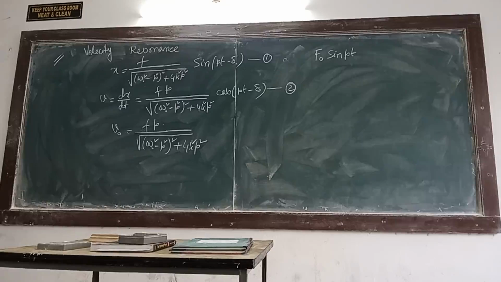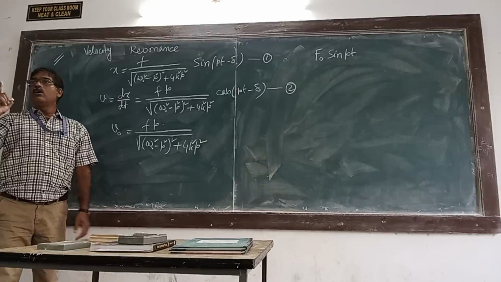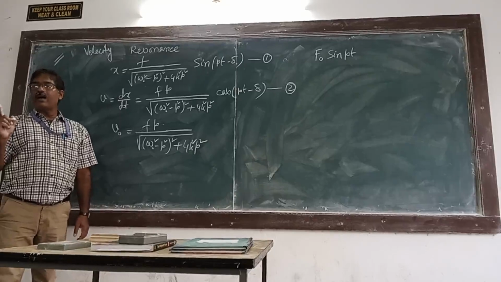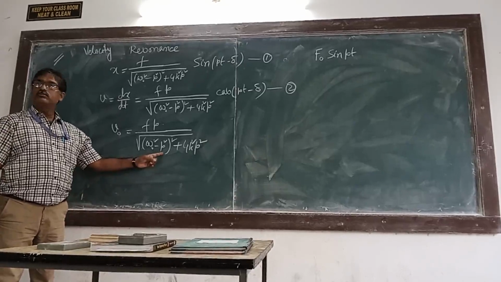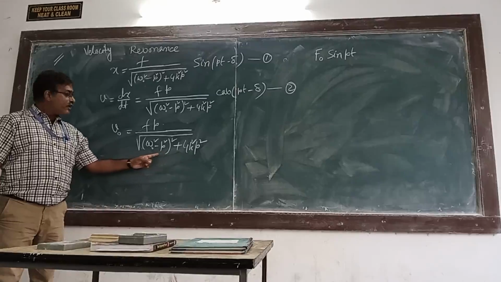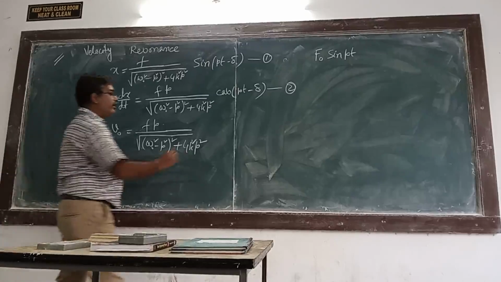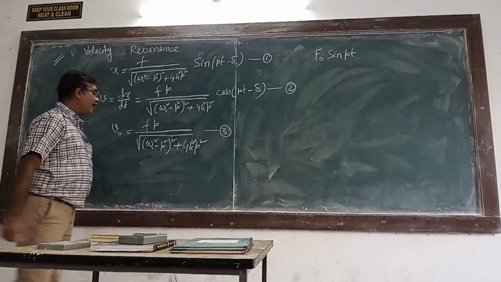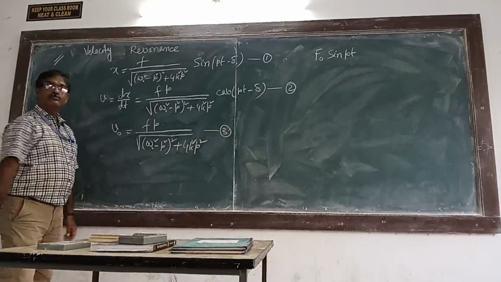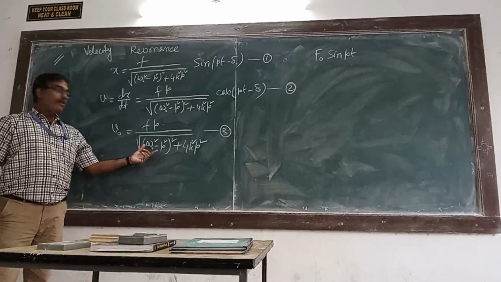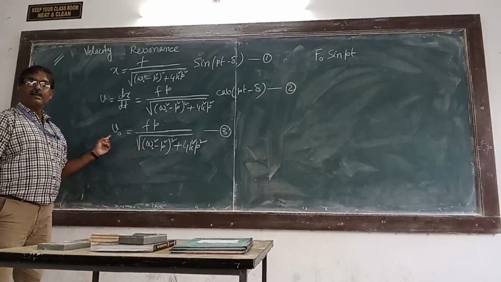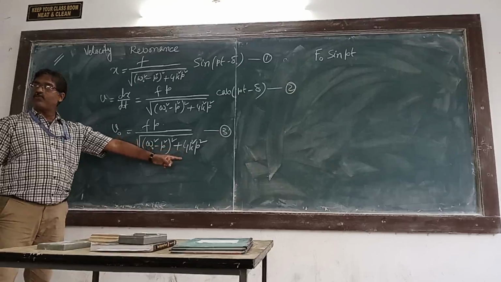Now, when V naught is maximum, for a particular value of the applied frequency, the frequency of the applied force. From equation 3 you can see that when p equals omega naught, this term is 0. So if it is 0, then V naught is maximum at that time. Only there is the 4k square p square.